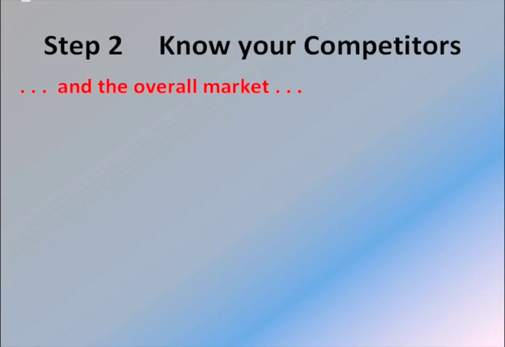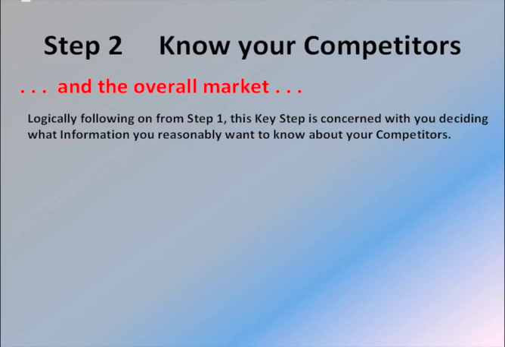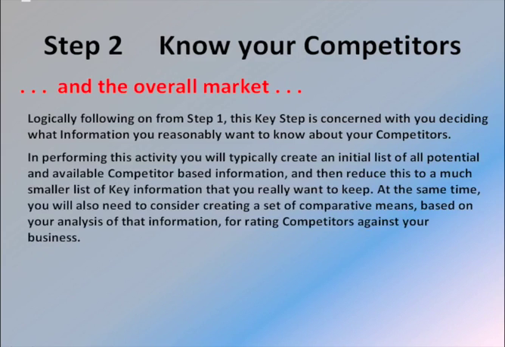Step 2 is concerned with knowing your competitors and the overall market. Logically following on from step 1, this key step is concerned with you deciding what information you really want to know about your competitors. In performing this activity, you will typically create an initial list of all potential and available competitor-based information, and then you'll reduce this to a much smaller list of key information that you really want to keep and that you can get.